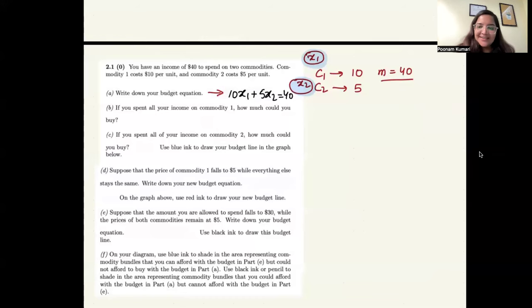If you spend all your income on commodity one, how much could you buy? So if you're spending everything on x1, the first good, what is the maximum amount that you could buy? 4 units. So it is like finding your horizontal intercept, right? Similar question. Part C, what is it saying? If you spend all your income on commodity 2, how much could you buy? 8 units. And then what are they asking? Use blue ink to draw your budget line in the graph.